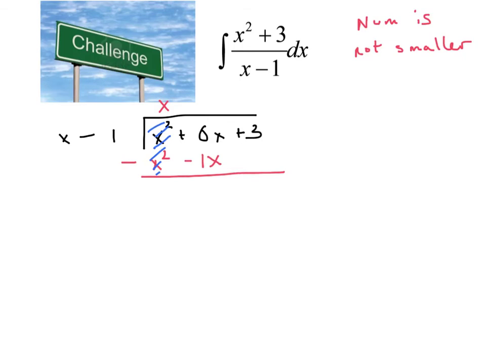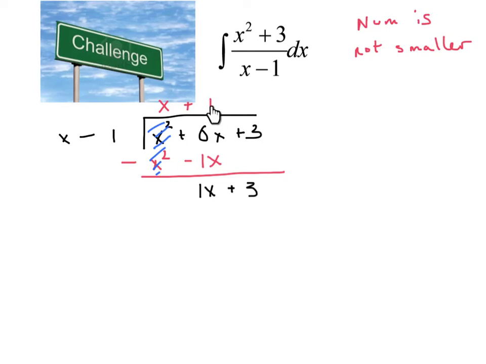Now the whole purpose of this was so these first terms would cancel out. But now you need to say, well, 0 minus negative 1x is 1x. And the 3 just drops down. We now repeat, same process. x multiplied by what is 1x? Positive 1. So we put a positive 1 up here.